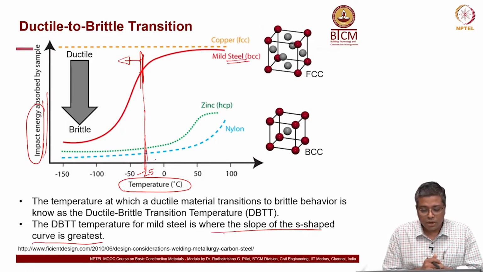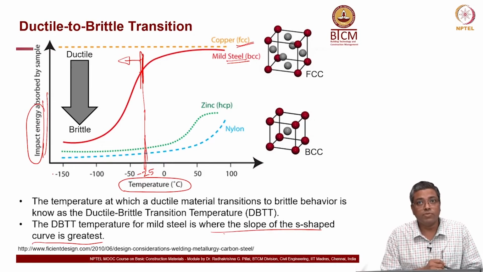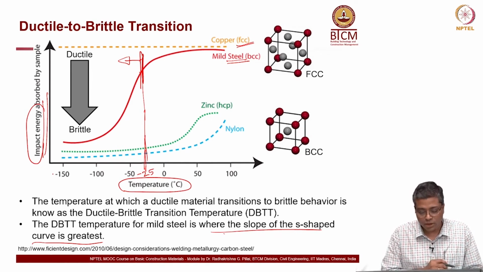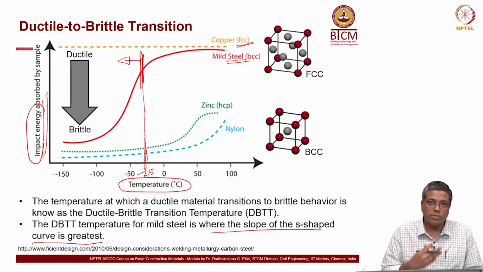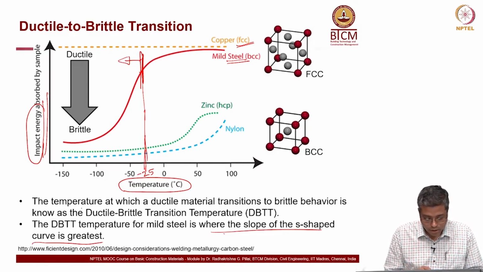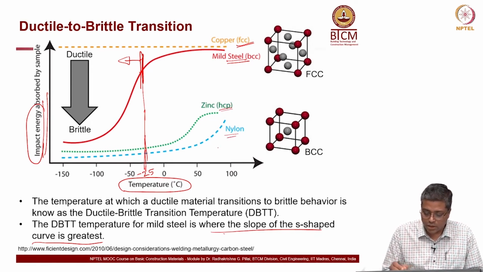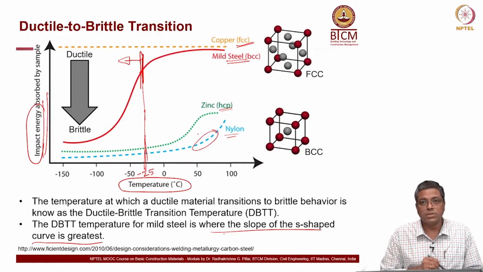But copper, which has face centered cubic structure, does not change even up to minus 150 degrees. This is probably one reason why copper pipes are used for water supply systems in very, very cold countries. Now, for zinc, which is hexagonal, and for nylon also, you can see there is a significant change even at a very high temperature.